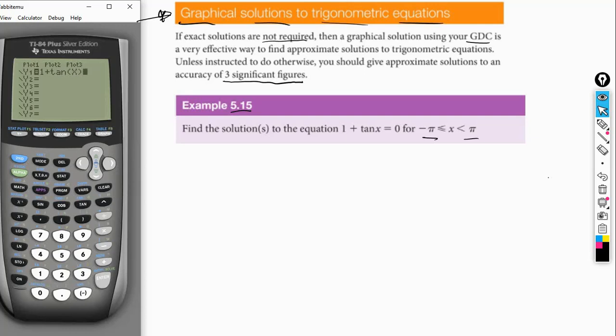And then before we graph it, we want to make sure that we have the appropriate window. So it would be from -pi to pi. And then because it's a tangent function, we can leave the standard y minimum and y maximum. So now we hit graph.